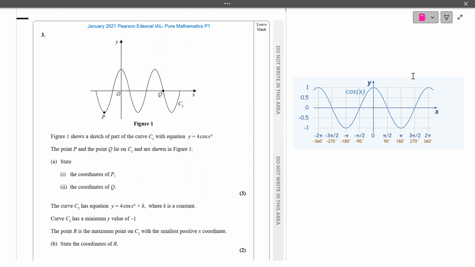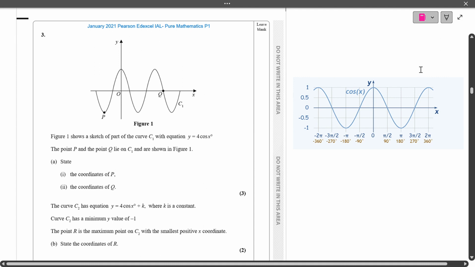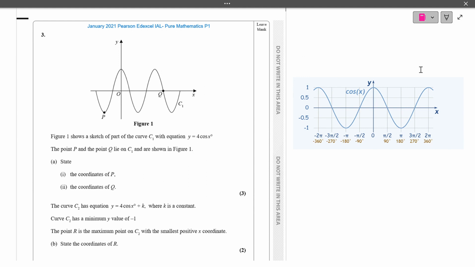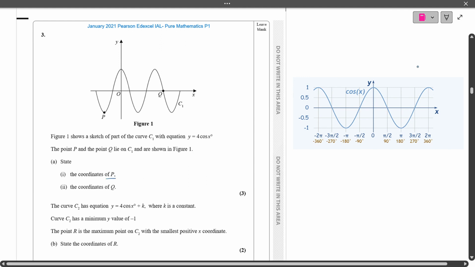Question 3. Figure 1 shows a sketch of a part of the curve C1 with equation y equals 4 cos x. The point P and the point Q lie on C1 and are shown in figure 1. State the coordinates of P and the coordinates of Q.